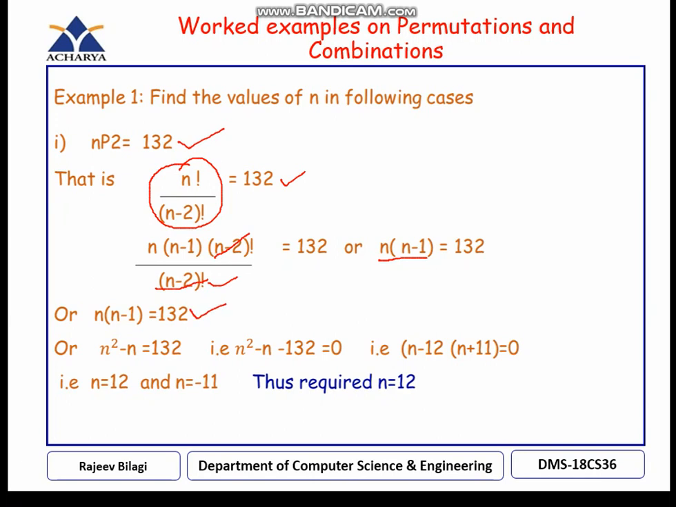So n square minus n is equal to 132, which in turn is n square minus n minus 132 is equal to 0. If you factorize this, I am going to get (n minus 12) into the other bracket (n plus 11). So n minus 12 is equal to 0, which will give you n is equal to 12, and n plus 11 is equal to 0, which will give you n is equal to minus 11. But only the positive value will be accepted because n cannot be negative. So n is equal to 12 for this particular problem.